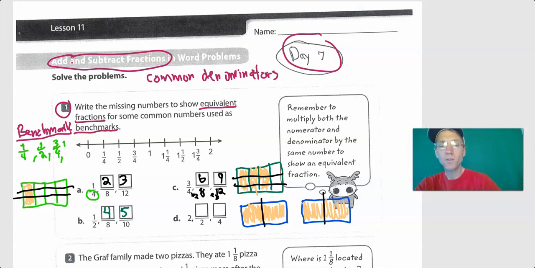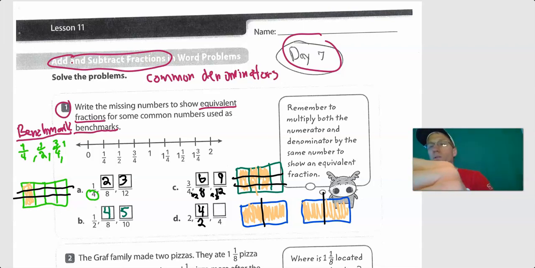Now each pizza has 2 parts. Remember, that's what the 2 means. It means that each whole pizza has 2 parts or 2 halves. So how many halves altogether? 1, 2, 3, 4. We have 4. That's why we have more than 1 whole. It only takes 2 parts to make a whole, and we've got 4 of those.